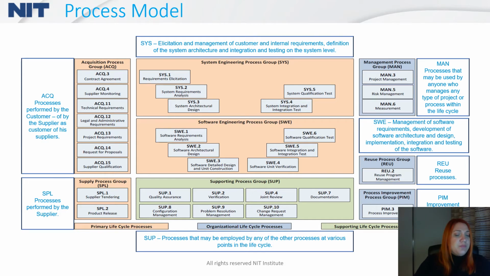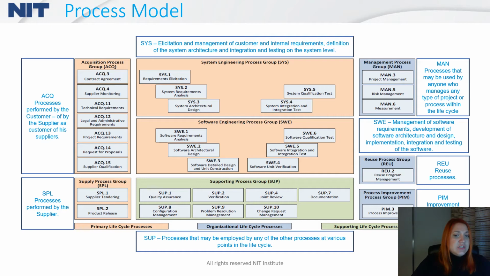Then we have the supporting process group, and the supporting process group has 7 processes which describe how we will support the engineering area to reach the desired quality, to be organized by using, for example, specific configuration management. Processes that may be employed by any of the other processes at various points in the life cycle. Those are the supporting process group.